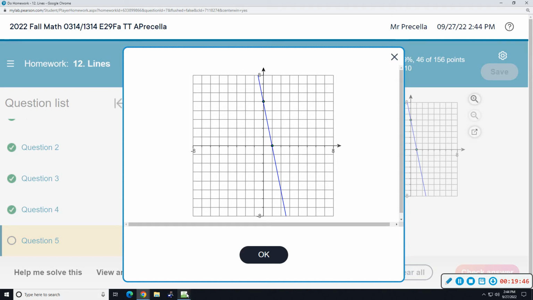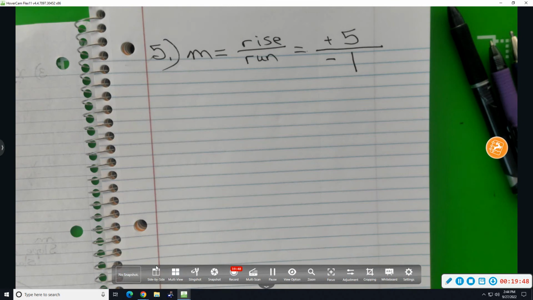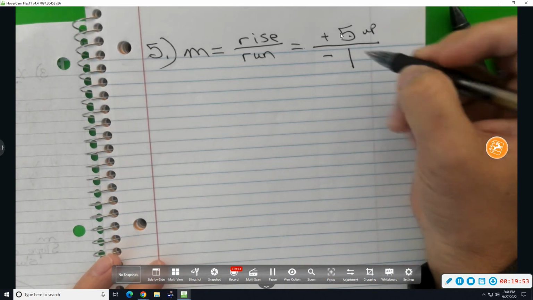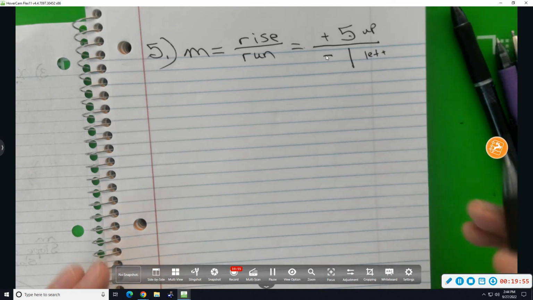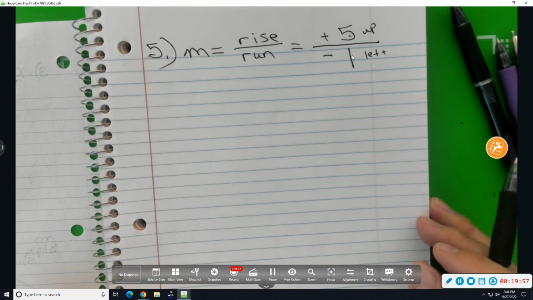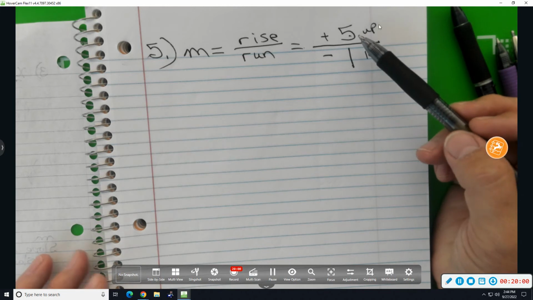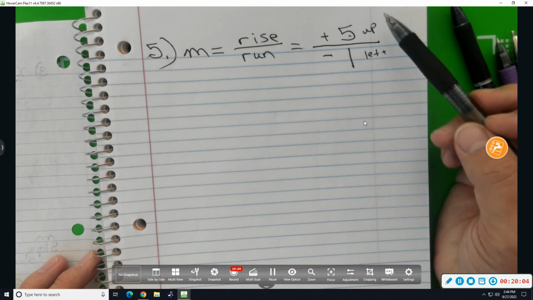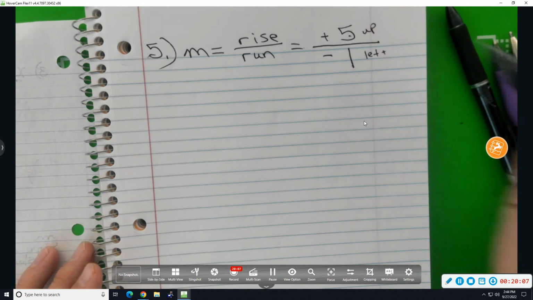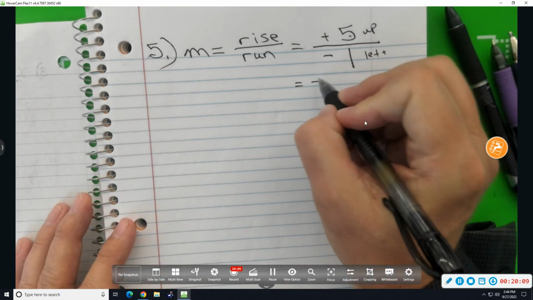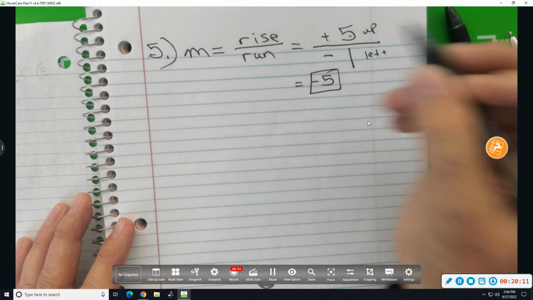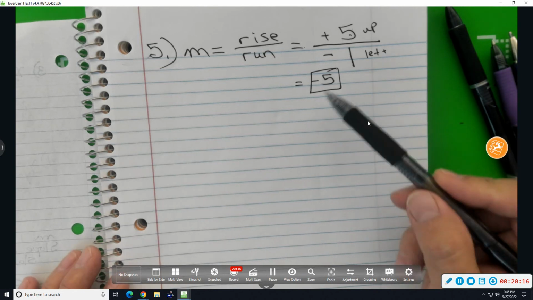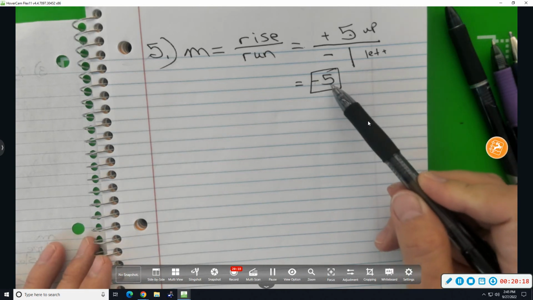Okay, so you're moving up 5, left 1. The positive here indicates up. The negative here indicates left. You're moving either up or down on the top number, left or right on the bottom. So 5 divided by -1 gives me a slope of -5. That means when the x values change by 1 unit, the y values will fall by 5 units.